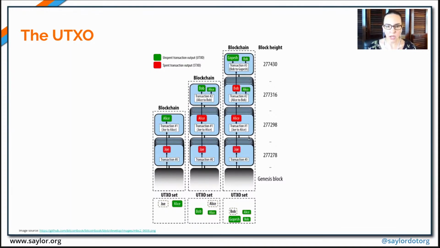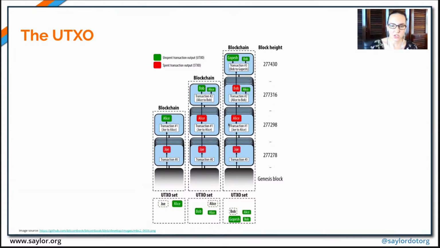This is like a whole block here. This is numbered, right? And this is another block, and this is another block, etc. So in this block, we had a whole bunch of transactions, right? So Joe here had a UTXO, but he took that output that he had and he used it to create a transaction to Alice, which creates another output, right?